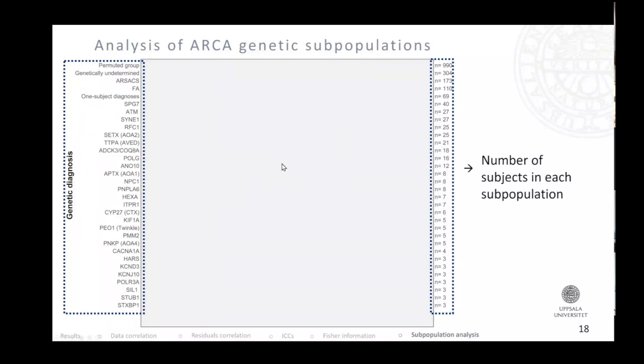give you the information in this diagnostic plot, I need to go through it a little bit because it's a little bit complex. So here we have the different subdiagnoses of interest, and here are the number of patients in the database. So you can see we go all the way down to just 3 patients in the database. RSACs and FA are the 2 main genetically defined subtypes. We also have those that are undetermined, or we have grouped all the one-subject diagnoses together.